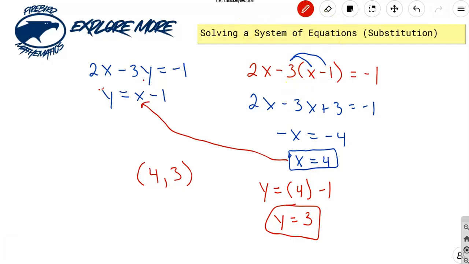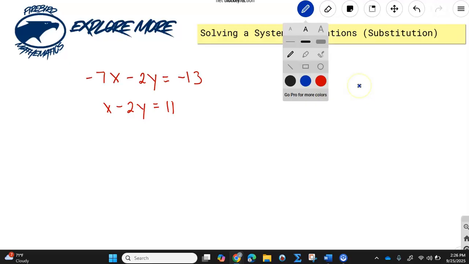Okay, let's look at one more example. So with this second example, we're going to try to find the solution to this system. In order to do this, we're going to try to use substitution, but neither one of these equations is super simple as compared to the last example we did. It was pretty clear that y was already solved for.